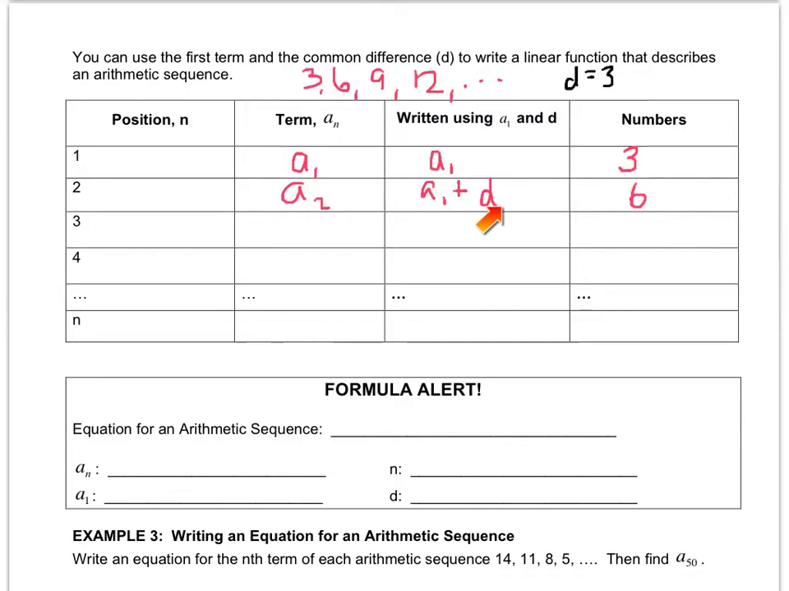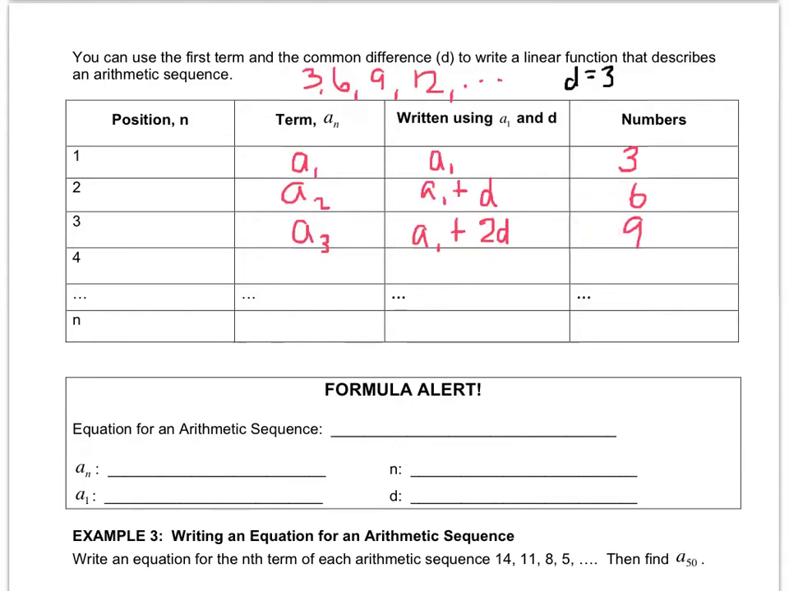Okay, here we go. Our position number 3 is a sub 3. And if I write it using the first term, a1, I want to know how to get to 9, because that's my third term. So starting with a1, it's 3 plus how many differences give you 9? 3 plus what? Well, it should be 3 plus 6, so that would be 2 differences, because one difference gives you 6, and the second time you use a difference, it gives you 9.